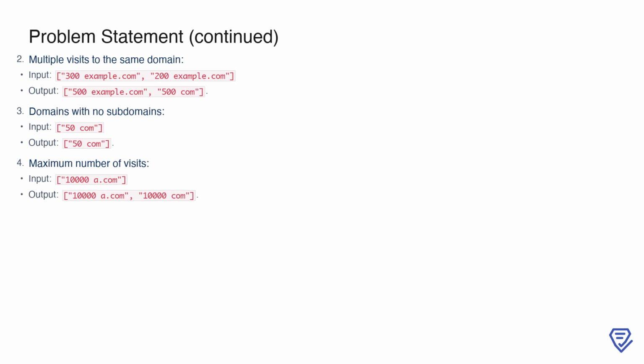Finally, we might have domains with no subdomains, like 50 com, where the output simply mirrors the input. Additionally, we must handle cases where the visit count reaches its maximum value, such as 10,000 a.com, which would result in 10,000 a.com and 10,000 com. These examples demonstrate the range of inputs you might encounter and how the solution should handle them.